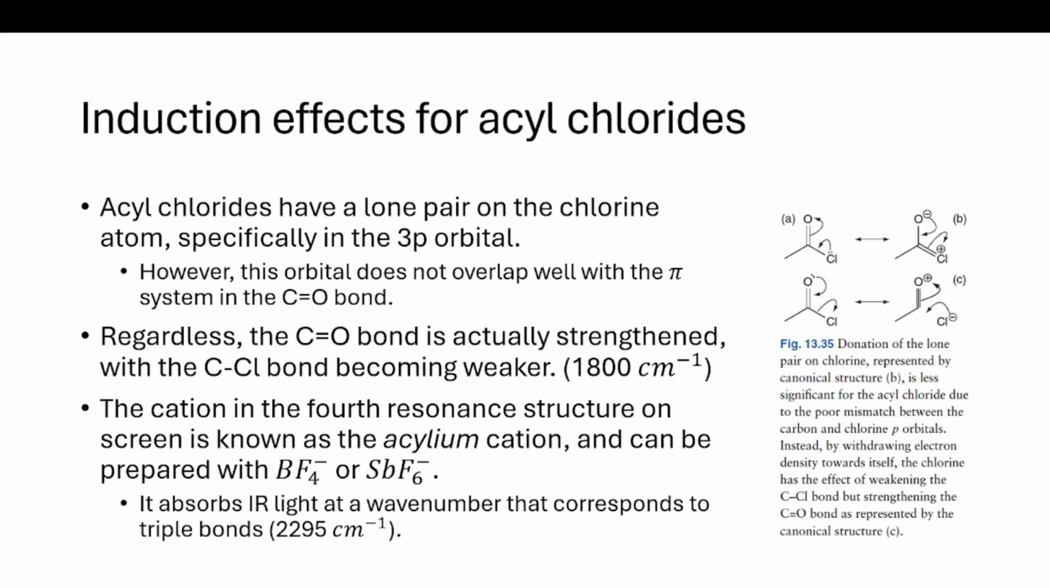And also a fun fact, for that structure C, that exact cation in the fourth resonance structure is known as the acylium cation. And we can prepare this using some sort of anion, take, for example, BF4 minus. And in fact, this acylium ion, since it has that triple bond, we're going to see absorption in the triple bond territory, which is around 2,295 per centimeter.